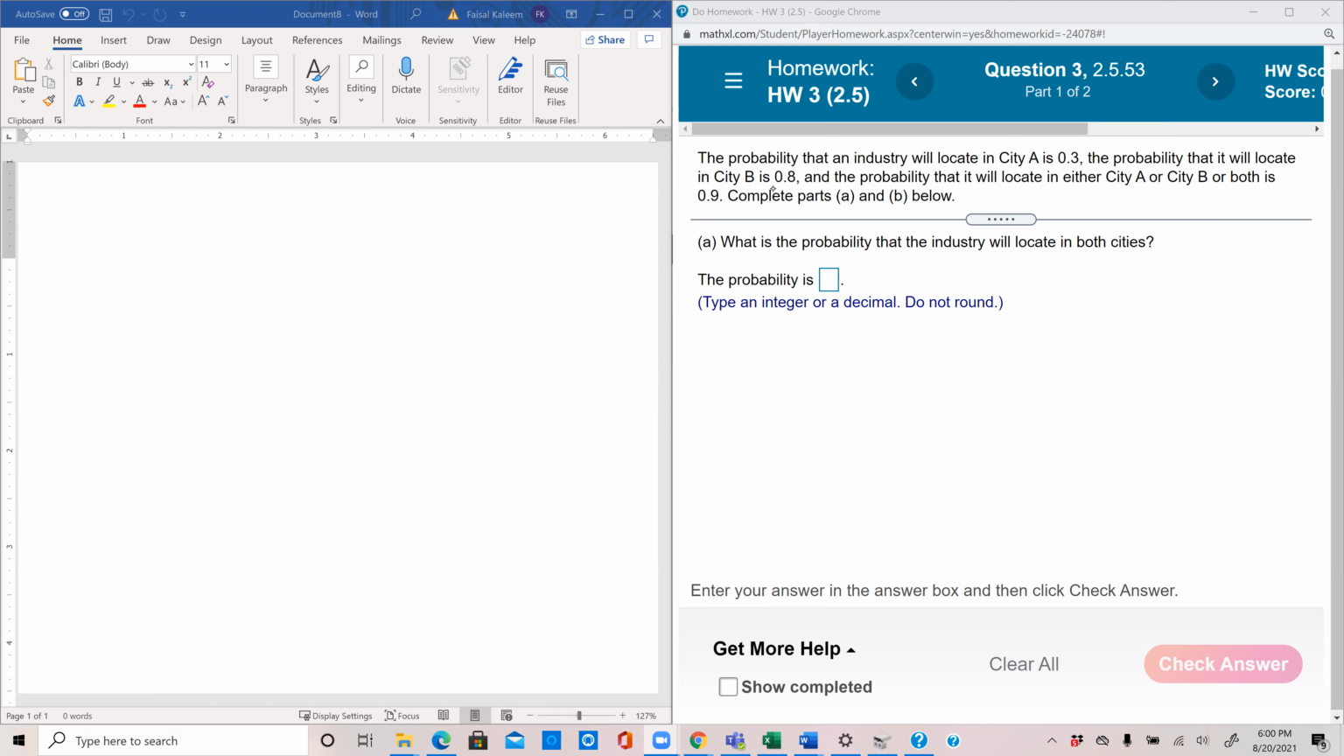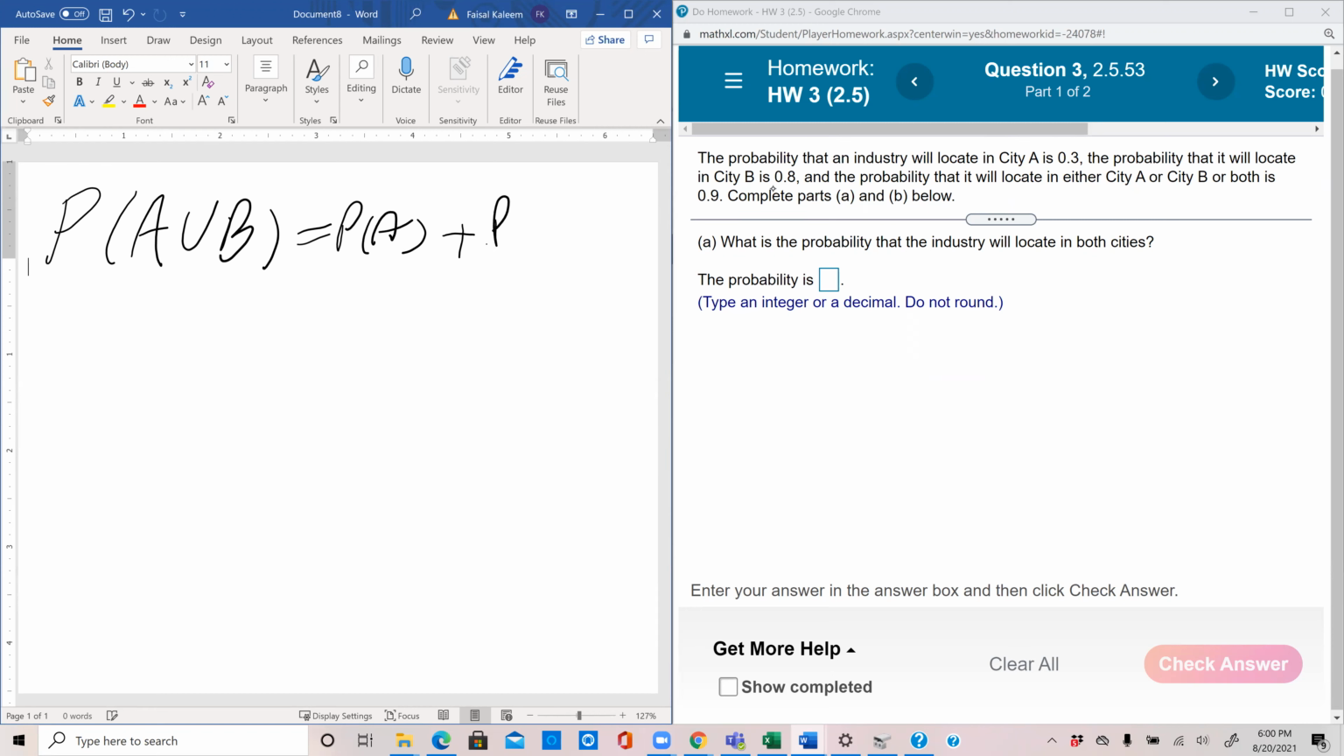So here we use the addition rule, which says that P(A ∪ B) equals P(A) plus P(B) minus P(A ∩ B). And P(A ∪ B) means A or B or both. Remember, we discussed this, that in mathematics, the union or the "or" means A or B or both. And that is given to be 0.9.